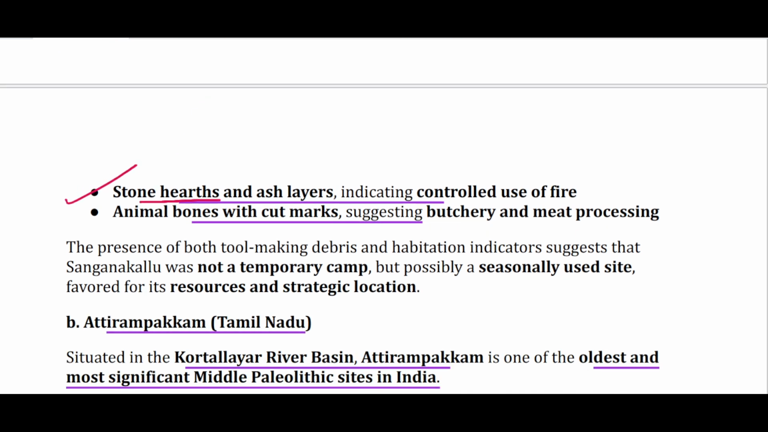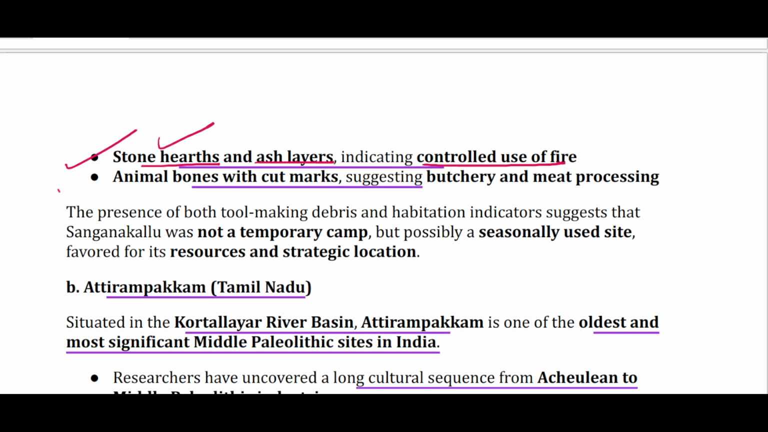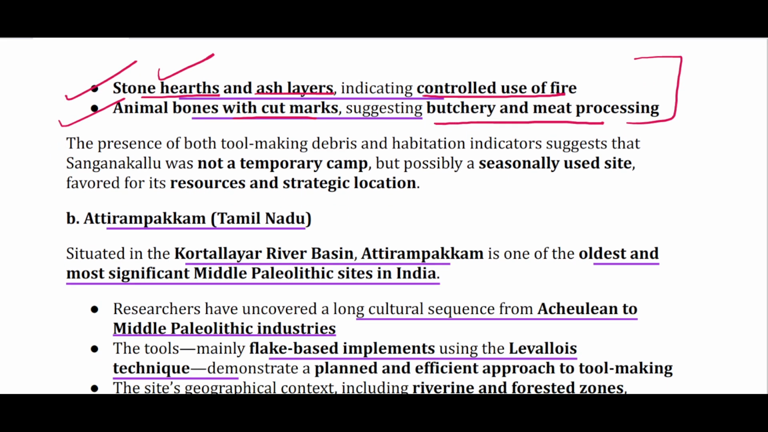Then there have been stone huts, stone hearths, and ash layers which suggest the controlled use of fire, and many animal bones were found with cut marks, which suggest butchery and meat processing. Then the presence of both tool making and habitation indicators suggests that Sanganakalu was not a temporary camp, but might have been a habitation site.